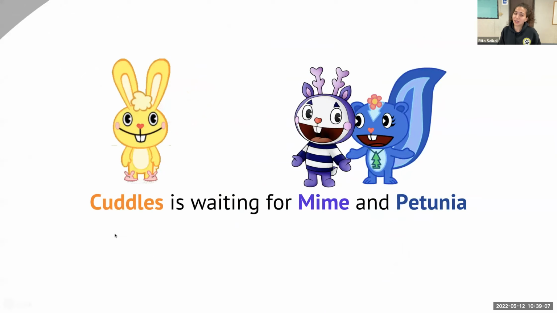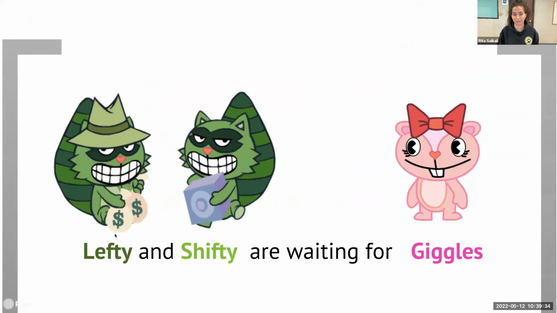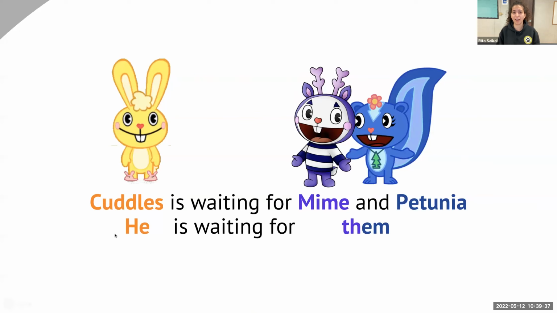All right, Cuddles, a cute little bunny. Then we have Mime and Putinia. I don't know who these people are, but they're cute. Cuddles is waiting for Mime and Putinia. What can I replace Cuddles with? Is that he or she? I think it's a he. He is waiting for them. Cool. Questions? Thoughts?